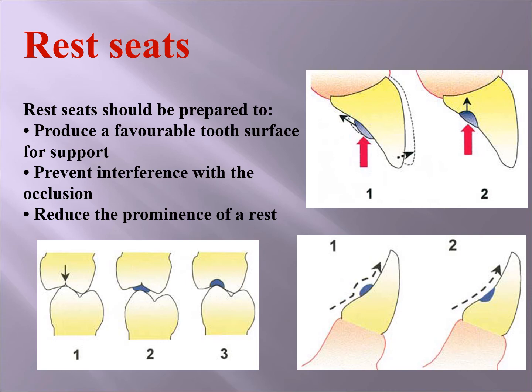Also, you have to prepare the rest seat to prevent interference with occlusion. As you see here in number 2, if you don't have the rest in its rest seat, then it will be high in occlusion. It will have a deflective contact, while if you prepare a rest seat, it will not interfere with the normal occlusion. Finally, you have to prepare rest seats to reduce the prominence of the rest. If the rest is too prominent beyond the natural contours of the tooth, then the patient will object to it because it will be annoying.